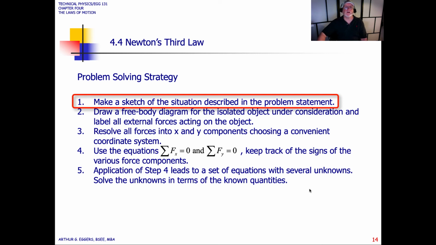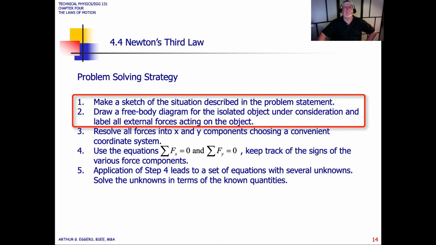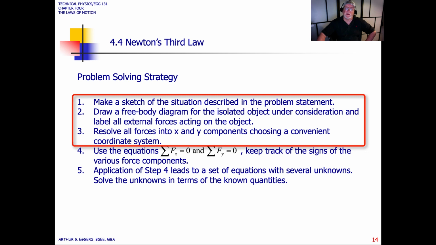So in looking at solving a problem like this, we've seen problem-solving strategies before. Let's take a look again. The first thing is make a sketch of the situation described in the problem statement. Try to make it as simple as you can. Draw then a free body diagram for the isolated object under consideration and label all external forces on the object. Then resolve all forces into their x and y components, choosing a convenient coordinate system. Okay, typically, in these types of problems, x and y, Cartesian, rectangular, whatever you want to call it.